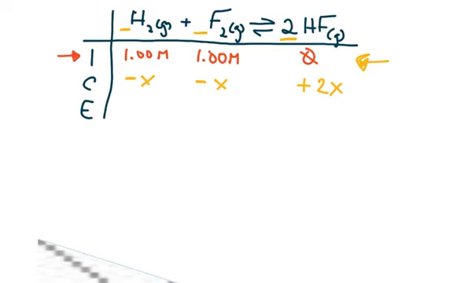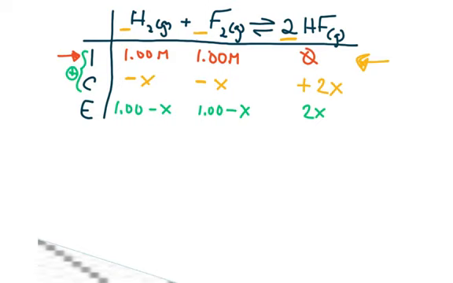The last part of the ice table is the equilibrium, and E is actually I plus C just added together. So if I do 1 minus X, that's the H2 column. 1 minus X is the F2 column, and 0 plus 2X gives us 2X, that's the HF column. So I just do I plus C makes E.